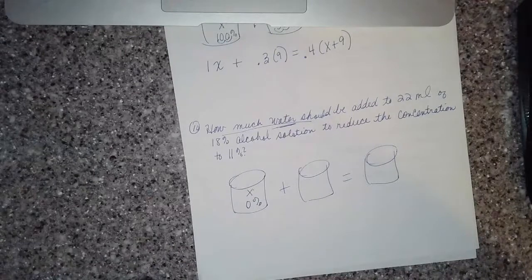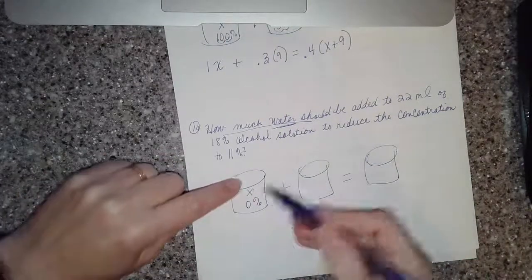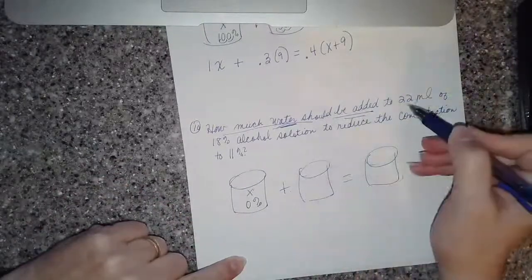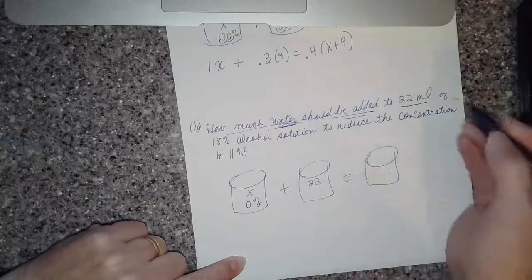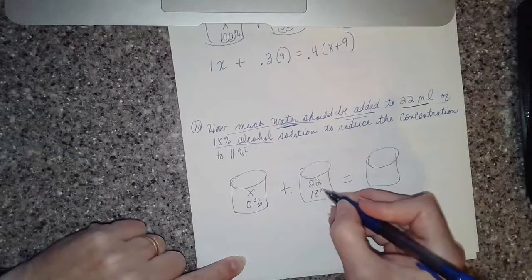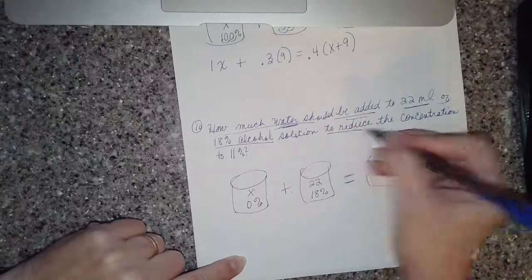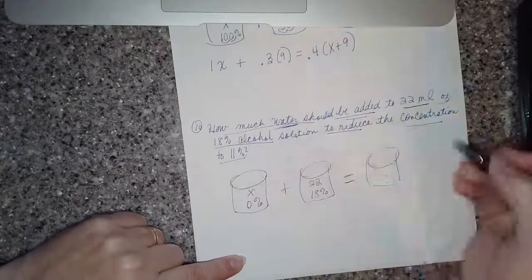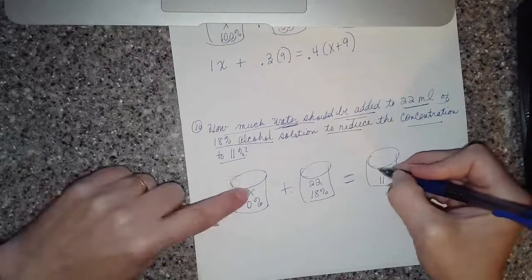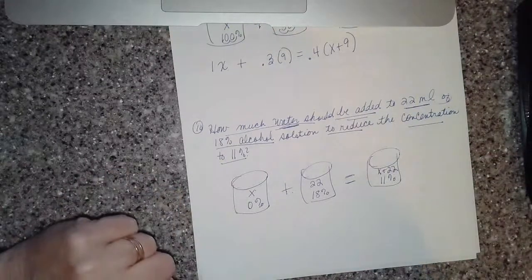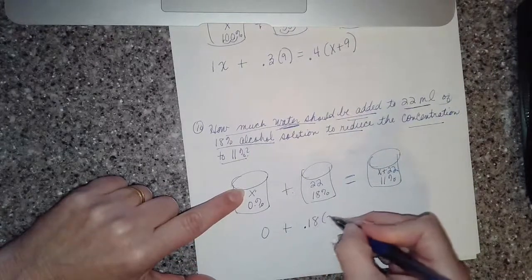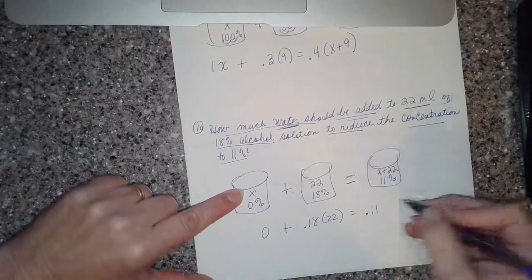Here's an amount in the next bucket, 22 milliliters, so a little tiny bit, of 18%. So our percent is 18%. To get, or to reduce to, the concentration to, so our result bucket is 11%. And how much of what? You always have to add these two amounts, x plus 22. That gives us 0 times x, just a big 0 there. 18% of 22 to equal 11% of x plus 22. So you can kind of just leave that part off. And let's finish this one. Are you just curious what the answer is? Let's see if we can finish this one out.